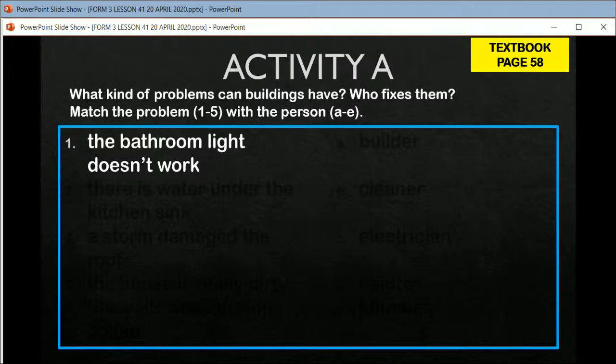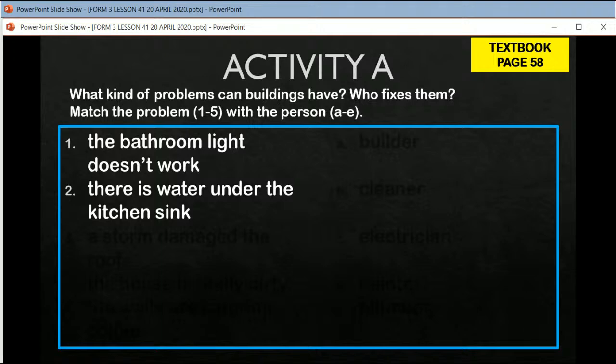Okay, right. But if it doesn't work, you might change the bulb if the bulb fuse has blown. All right, but if it's something to do with wiring, then we have to call the electrician. Okay. So yeah, very good, dear.